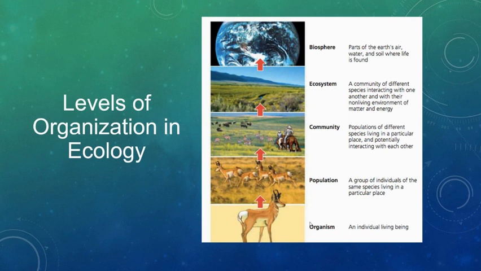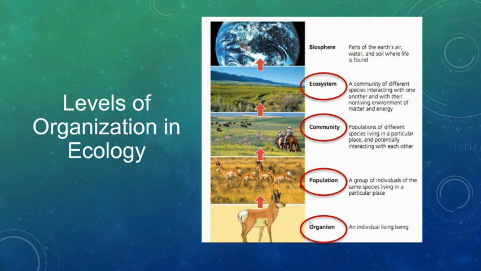So the levels of organization that we're going to look at in ecology begin at the bottom with the organism. This is an individual living being. Organisms are part of a population, where you have a group of individuals of the same species living together. You can have several populations of different species living together, and when you have that, you have a community. You can see in this little diagram, you have some cattle and some deer, and some people riding horses. If you take many communities, many different groups of living organisms, and put them together, you can put that into an ecosystem.